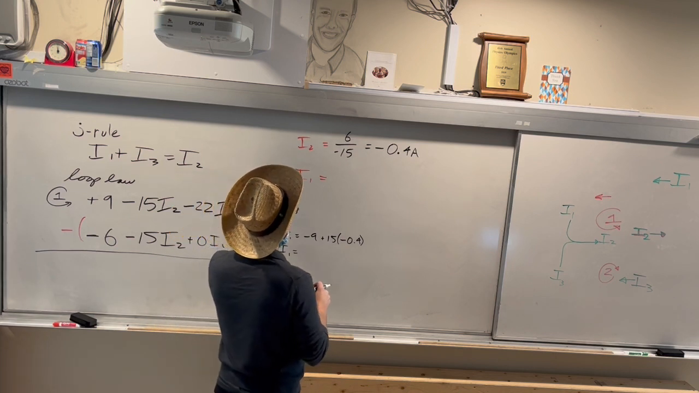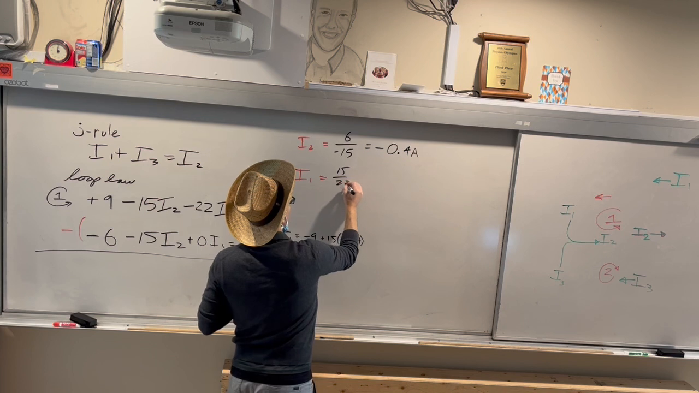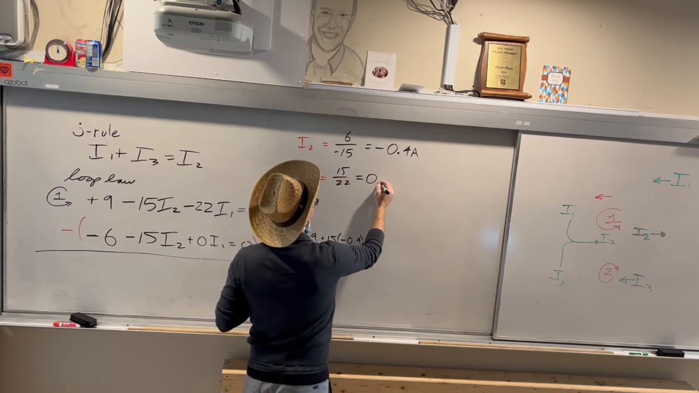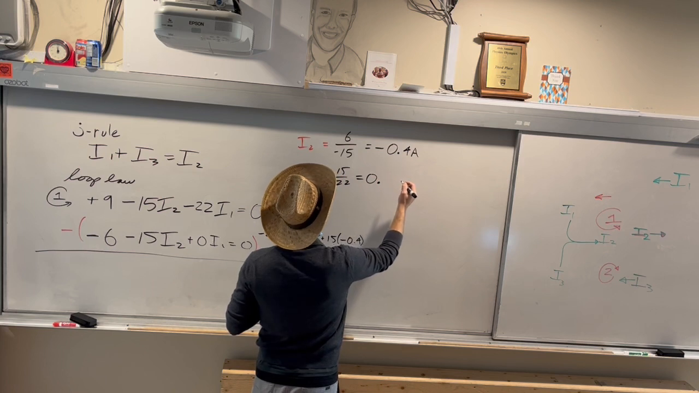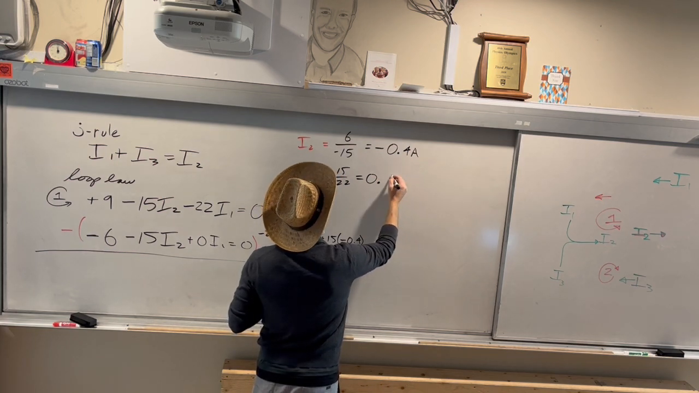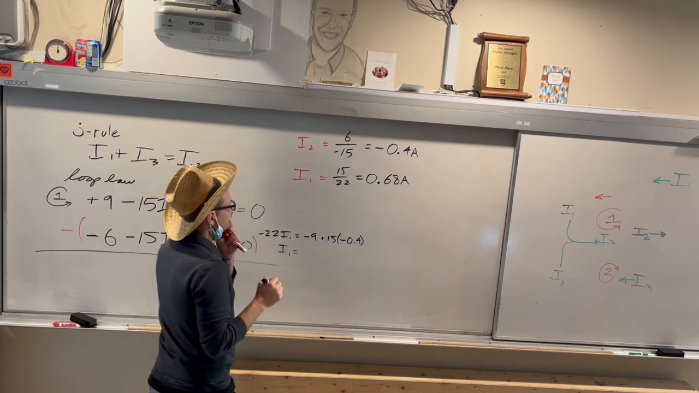So what was I1? 15 over 22. Positive? Yes. So that's like 0.7? Like 6 repeating maybe? It's 0.68. We'll go with 0.68.